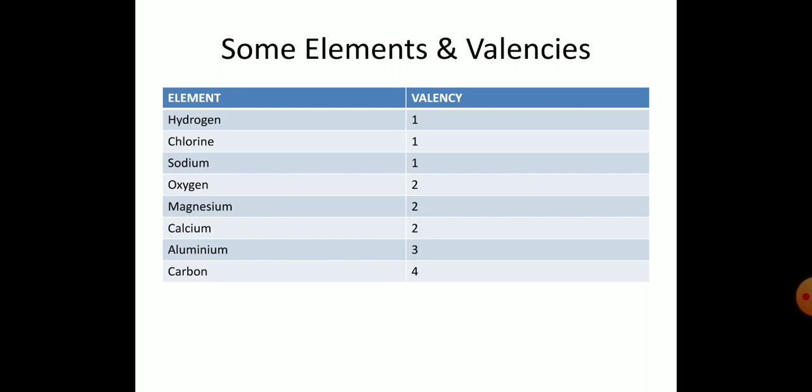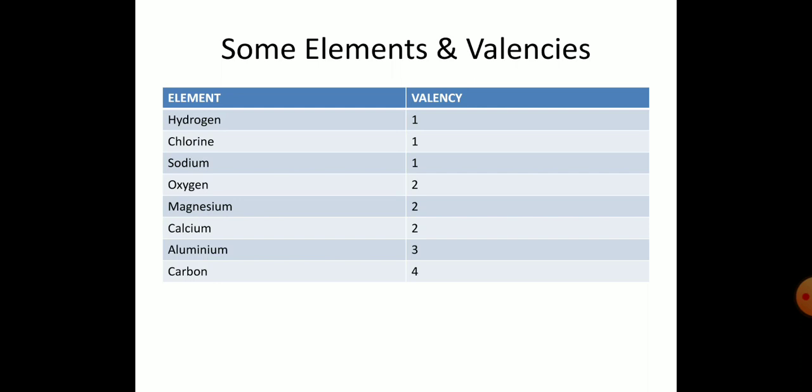I will be asking this in all your matches, one word everywhere. Hydrogen 1, chlorine valency is 1, sodium is 1, oxygen is 2, magnesium is 2, calcium is 2, aluminium is 3, carbon 4.